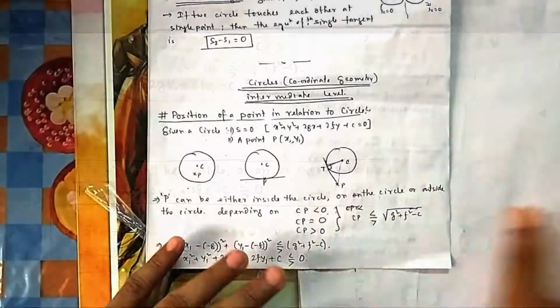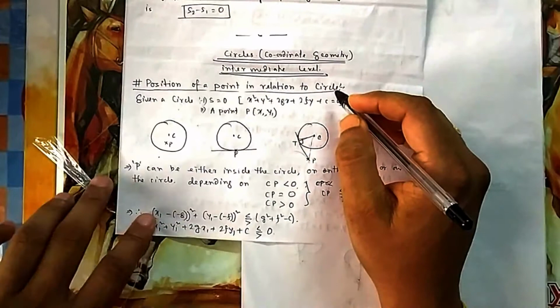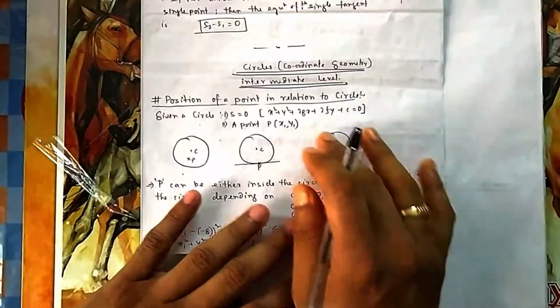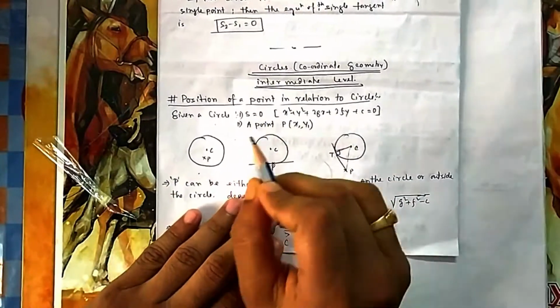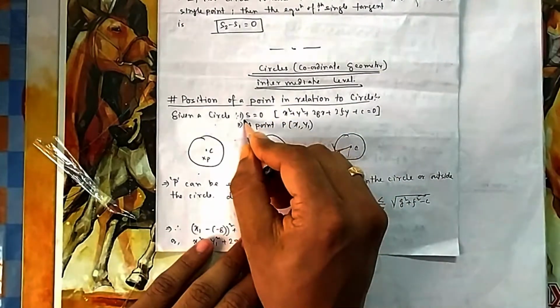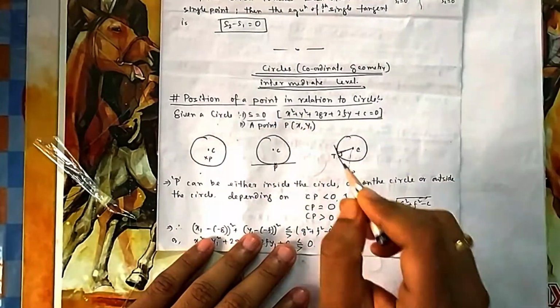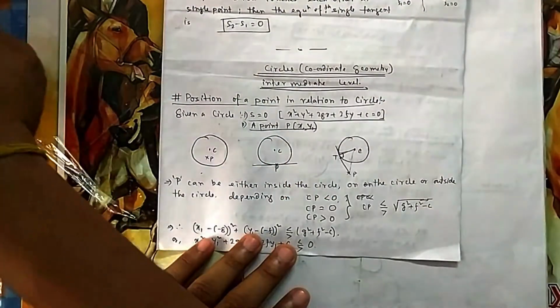Okay, so in the intermediate level the first topic is the position of a point in relation to a circle. We will see the position of a point. So in this article, what is given is very important. You have to be very clear what is given and what we are finding in each and every article. That will be helpful for you. So here one circle is given, this equation is given to you, and a point P is given to you. So you have to find the position of the point with respect to this circle.